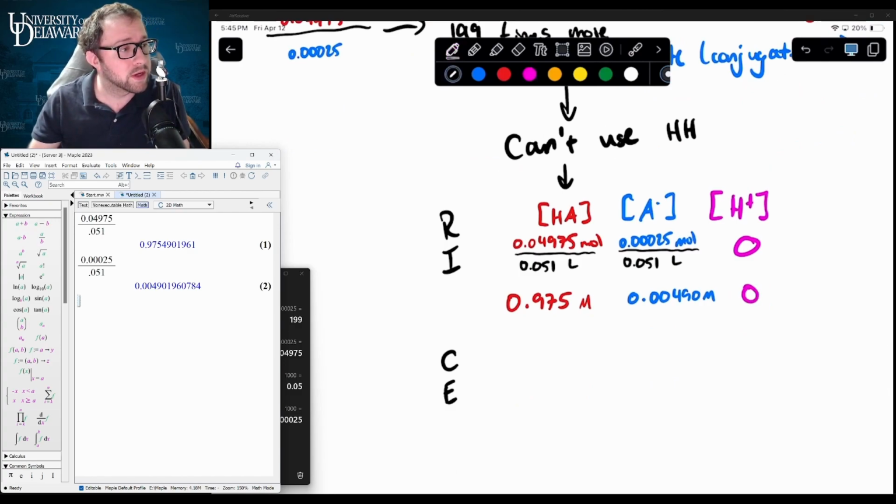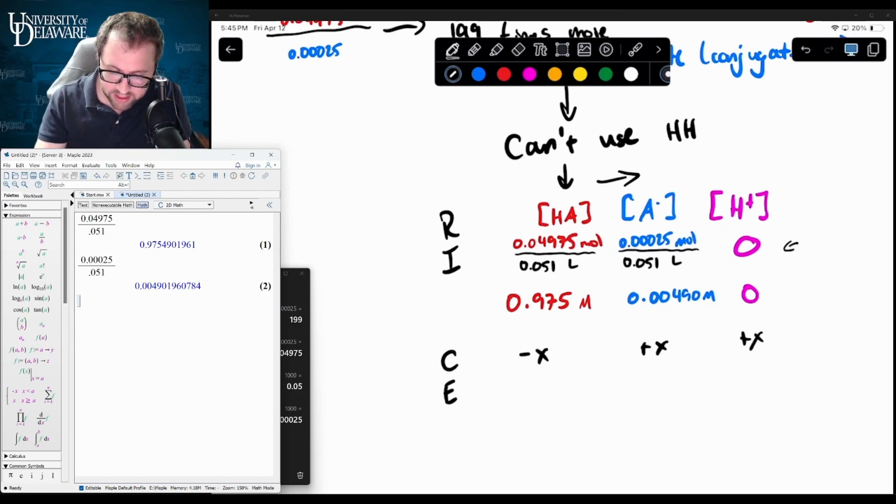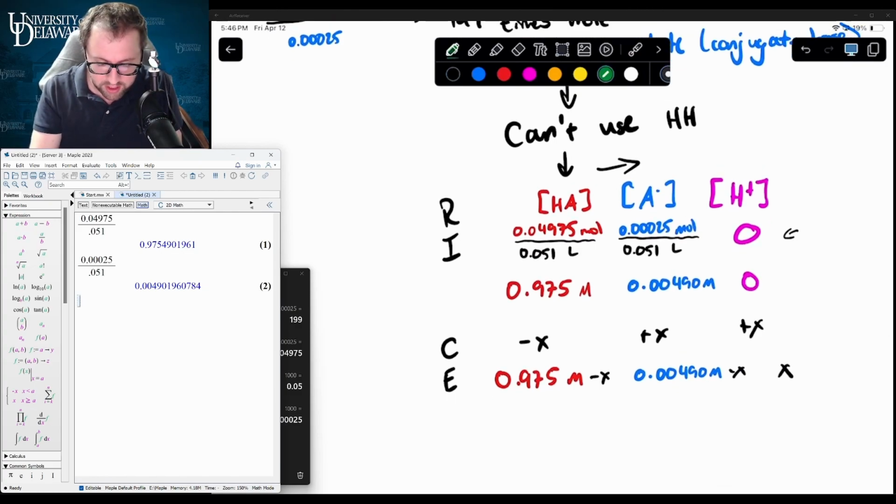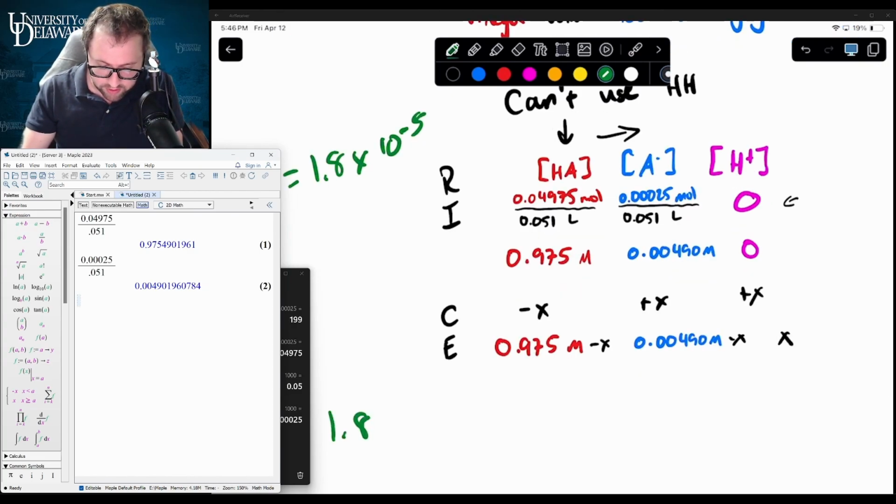Now we look at our change. Which direction do we expect equilibrium to go? We expect this to form H plus protons, so because this is 0, we're going to go that way. We're going to have minus x, and at equilibrium, 0.975 molar minus x. This one minus x, and x there. Remember our Ka is equal to 1.8 times 10 to the minus 5, so we can just set up our equilibrium expression.